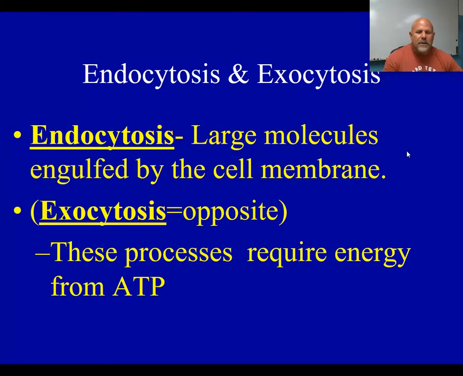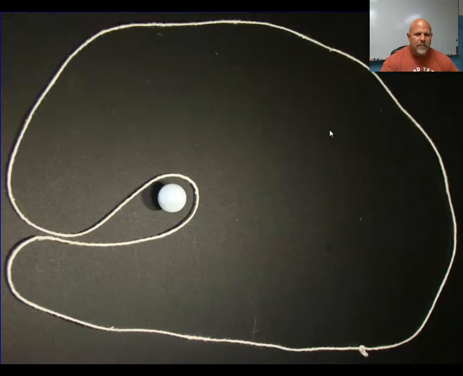Another type, other than the pump, is when we actually physically surround things and move them in, or use a vesicle to remove them. We call those processes endo and exocytosis. If we have a large molecule that we need to move into the cell, basically what happens is the cell membrane will engulf the molecule, and then the cell membrane will seal off here, and then there will be a vesicle with that molecule inside of it.